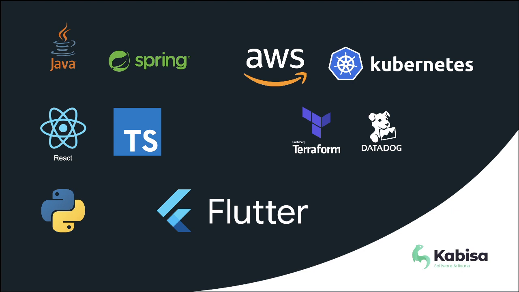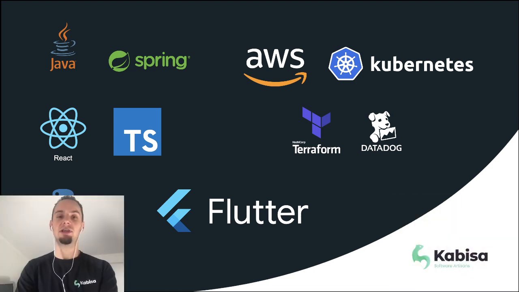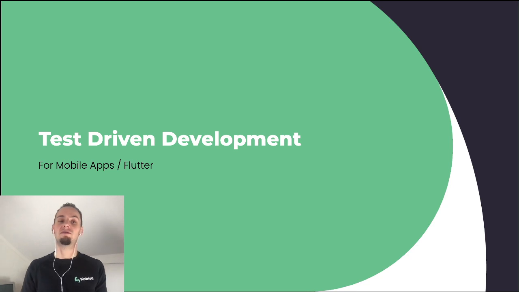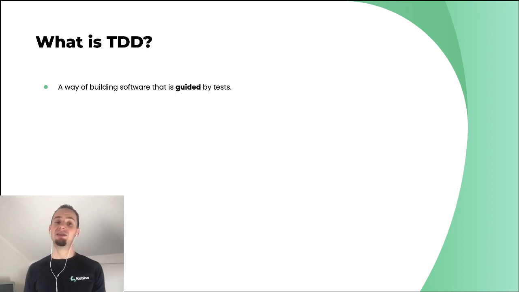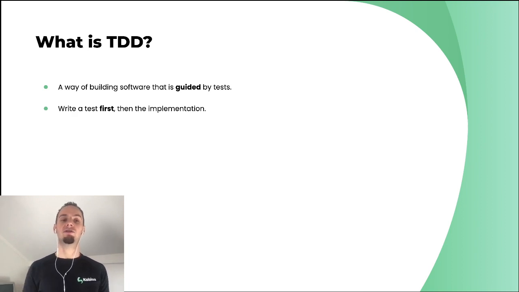Now let's move on to the topic of today, which is test-driven development. And first, let's start with what is TDD. TDD is a way of building software that is guided by tests. And this means that you write your test first and then the implementation. There are a few different ways to do it, but this is the most pure and original definition of TDD. You write your test first and then you write the production code.